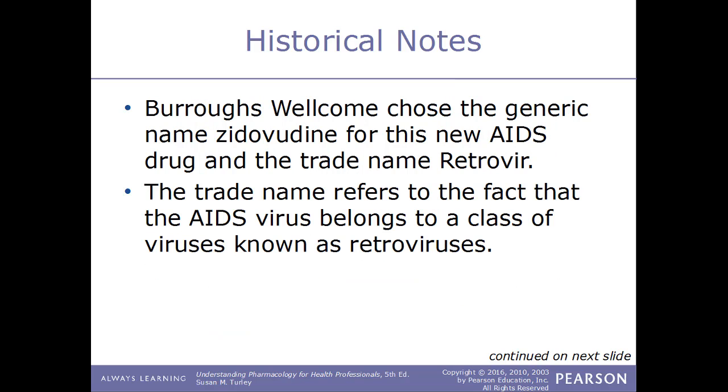Burroughs Wellcome chose the generic name Zidovudine for the new AIDS drug and the trade name Retrovir. And the trade name Retrovir is a reference to the fact that AIDS belongs to the class of retroviruses.